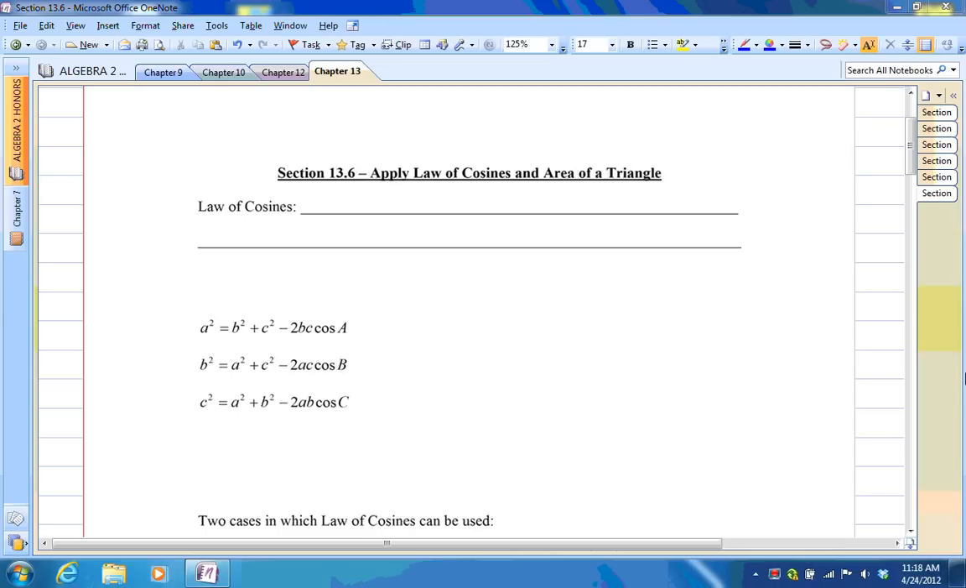Okay, here is our last lesson for chapter 13. It's on section 13.6, and it's titled Apply Law of Cosines. And I've also decided to talk about finding the area of a triangle.